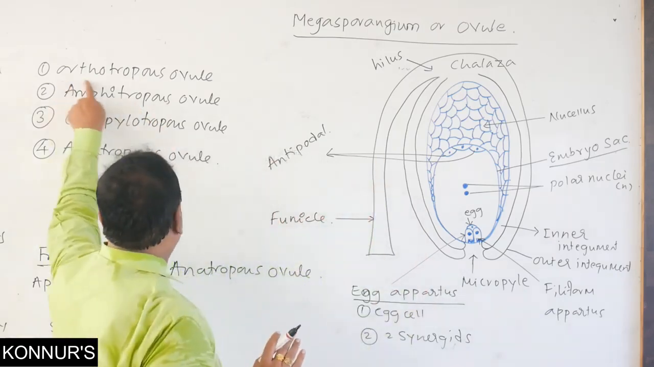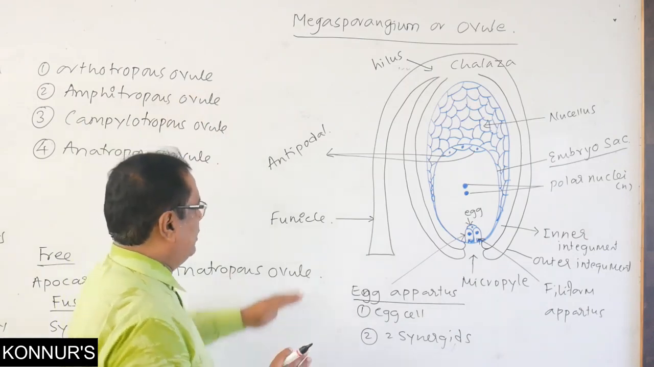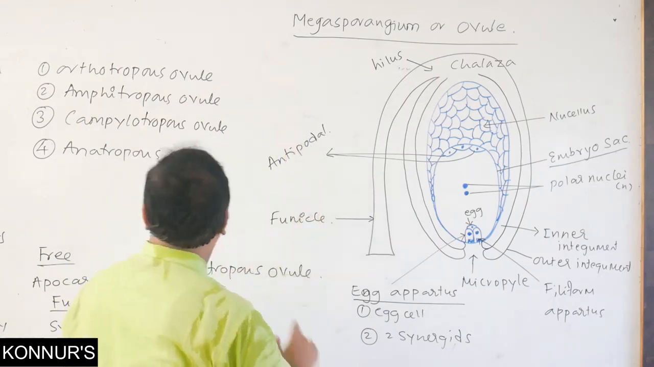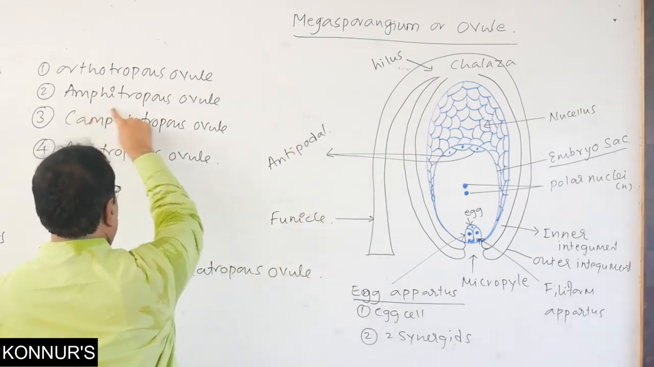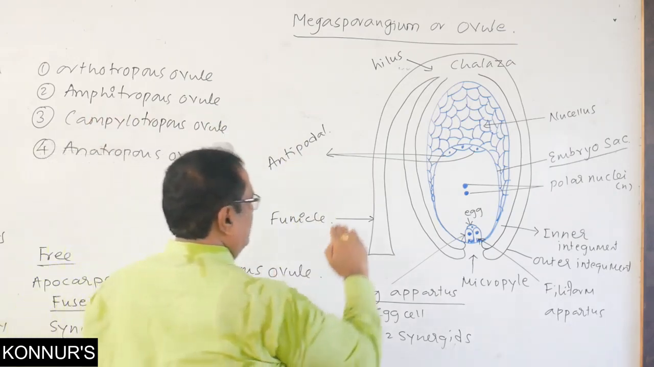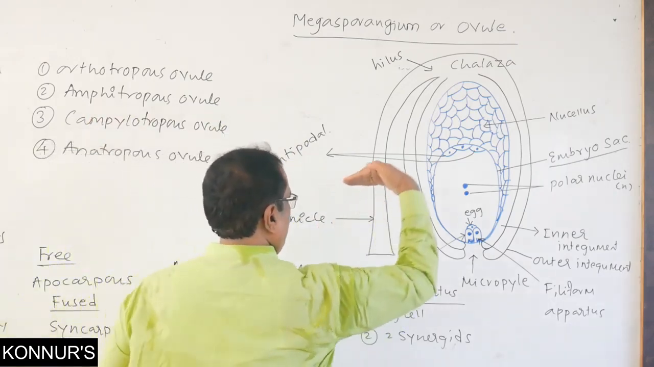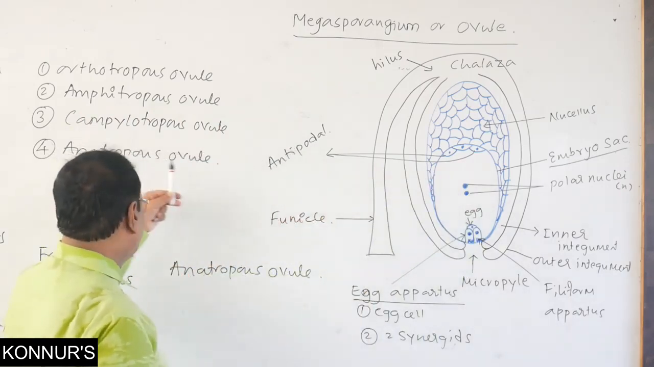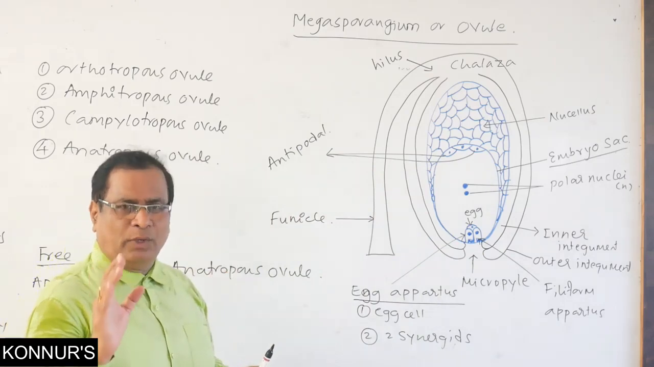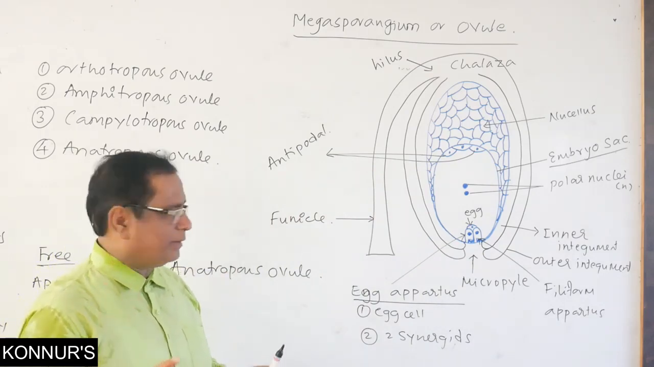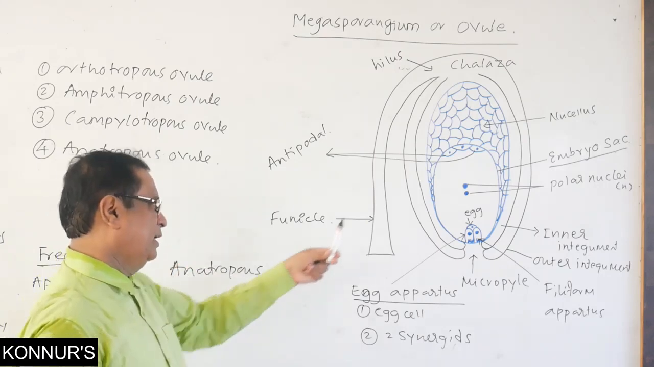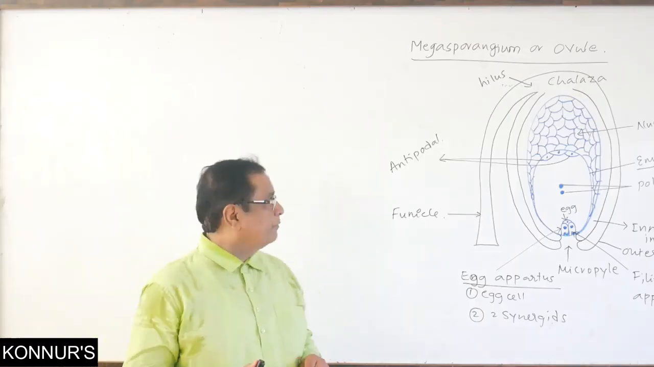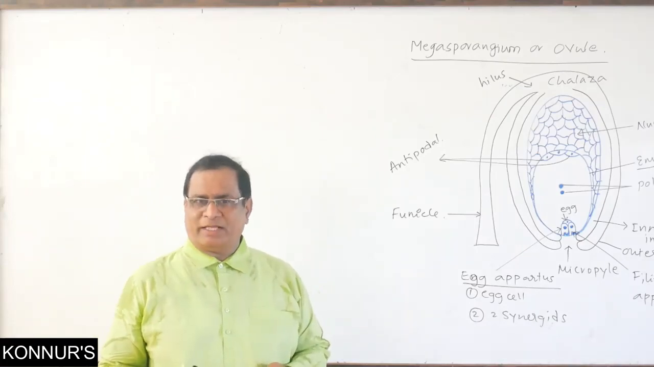I have mentioned here orthotropous ovule where funicle, hilum and micropyle are in a straight line. And in case of amphitropous, this funicle and ovule body, they are at right angles to each other. And campylotropous ovule, where the ovule is horseshoe shaped. And finally anatropous is an anatropous ovule as well. We have seen the structure of ovule or megasporangium.